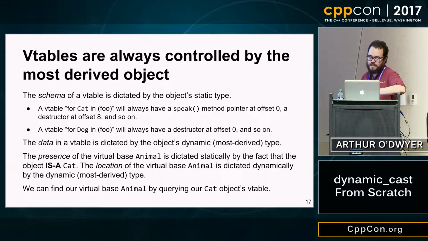So in this example, I have a cat star, and the fact that the cat object has a virtual base animal is dictated statically by the fact the object is a cat. Every cat has a virtual base animal, I just might not know where it is. So the presence of it is dictated statically, the actual location of it is dictated dynamically by the most derived type. And the place where all this stuff comes together is in the vtable. So we should assume that we can find our virtual base animal by querying our cat object's vtable.